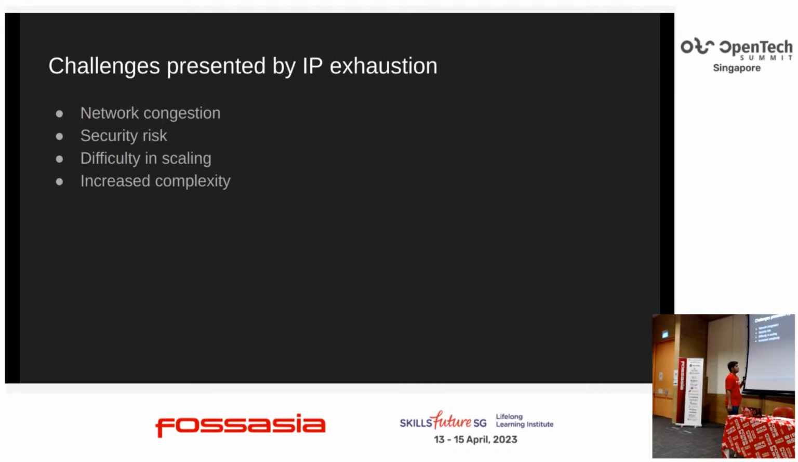Next, there are some challenges presented by IP exhaustion. What IP exhaustion is: back in the 1980s when we came up with the concept of IPv4, it was divided into 4 blocks of 8 bits each, 32 bits. Back then everybody thought that this many millions or billions of IP addresses would be enough.